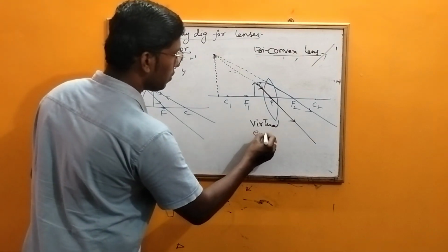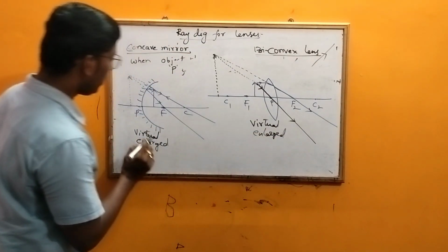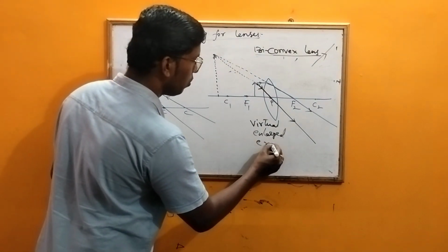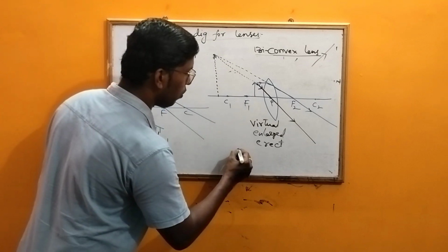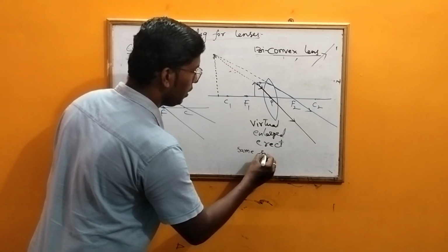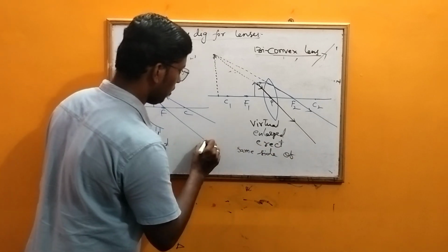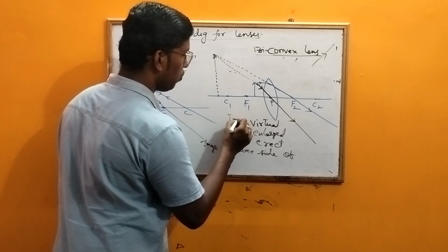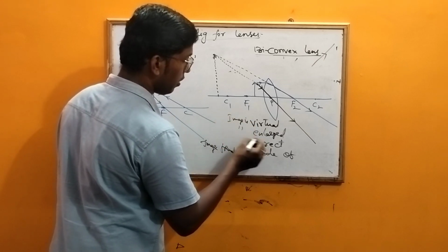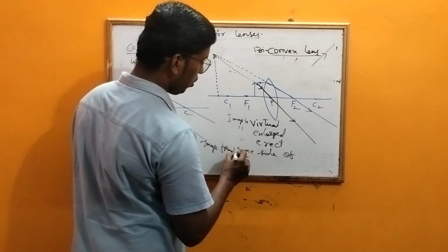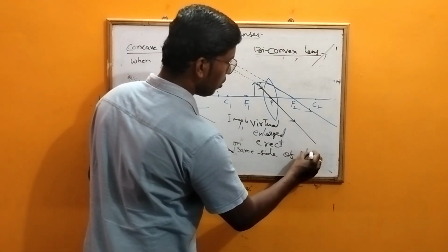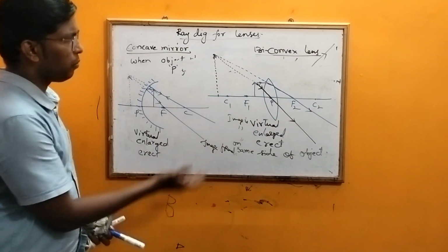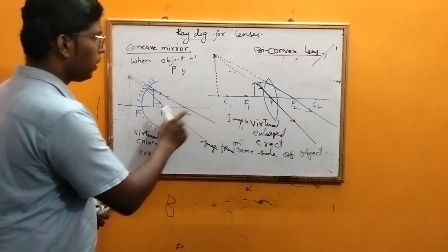Here also it is an enlarged image. And how it is straight, we call it erect. In the same way here also erect. And where is the image formed? Image formed on the same side. Image is virtual. Image is erect. Image is enlarged. Image formed on the same side of the object. I hope you have understood, right? Just compare, both look the same. Okay, so concave mirror, convex lens.